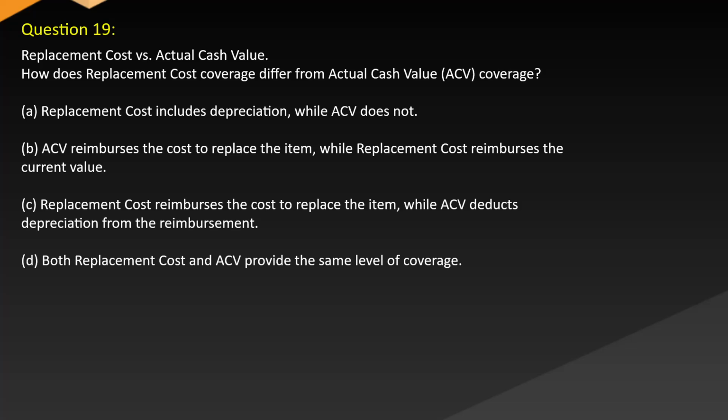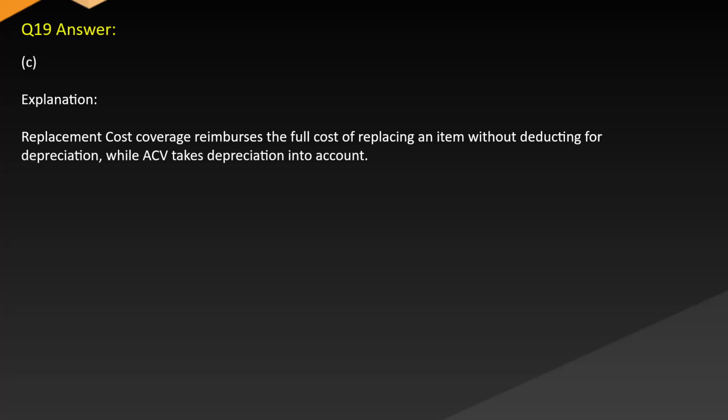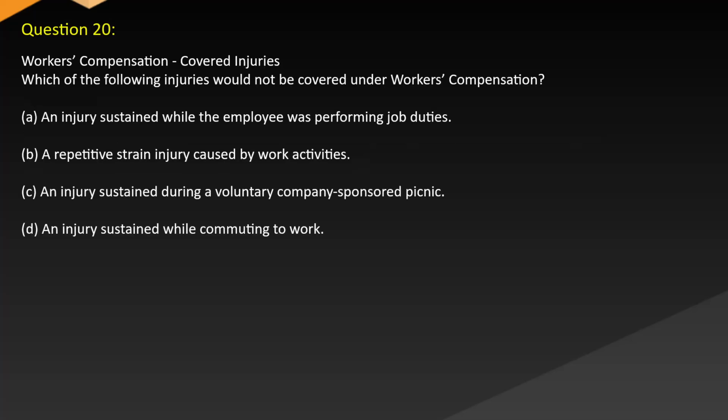Question 19. Replacement cost versus actual cash value. How does replacement cost coverage differ from actual cash value (ACV) coverage? A. Replacement cost includes depreciation while ACV does not. B. ACV reimburses the cost to replace the item, while replacement cost reimburses the current value. C. Replacement cost reimburses the cost to replace the item, while ACV deducts depreciation from the reimbursement. D. Both replacement cost and ACV provide the same level of coverage. Answer C. Explanation. Replacement cost coverage reimburses the full cost of replacing an item without deducting for depreciation, while ACV takes depreciation into account.